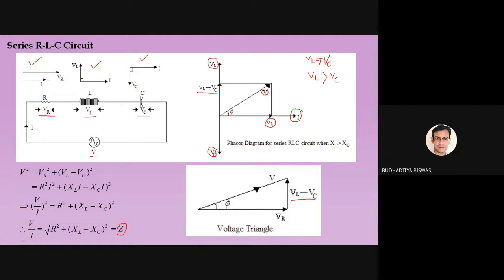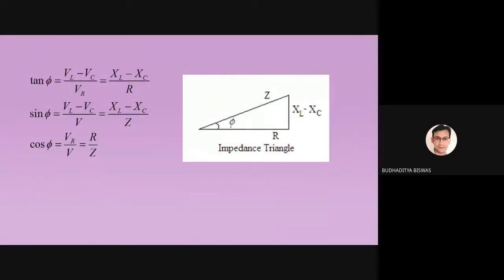Got it? Yes, sir. Okay. Now let's see what happened. And this is the impedance triangle. From the voltage triangle, if we divide it by I, we get the impedance triangle. This is the R. This axis is the R.